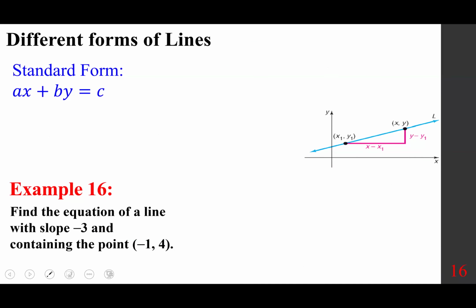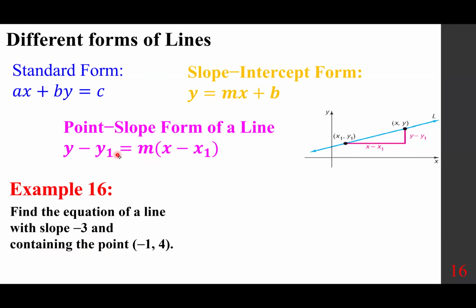Different forms of line. Everybody remembers the standard form ax plus by equals c. So we want to find the equation of a line with slope of -3, and it contains the point -1, 4. So here's the standard form everybody remembers. Here's the slope-intercept form y equals mx plus b, which means just for the sake of argument, if you solve this for y. And here's the point-slope form, y minus y1 equals m times x minus x sub 1.